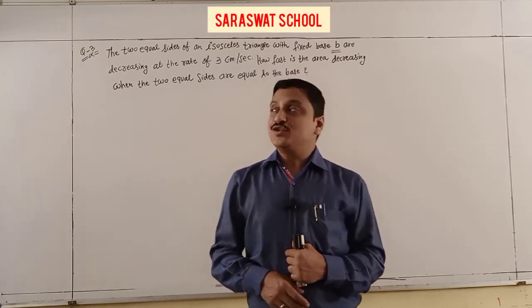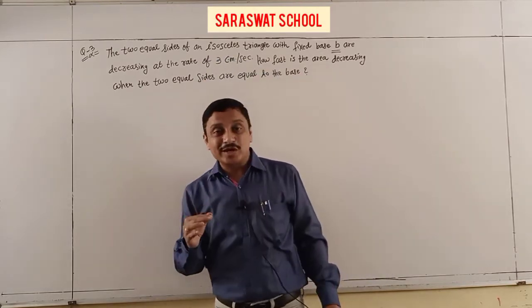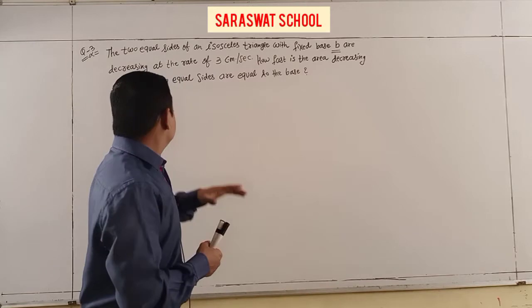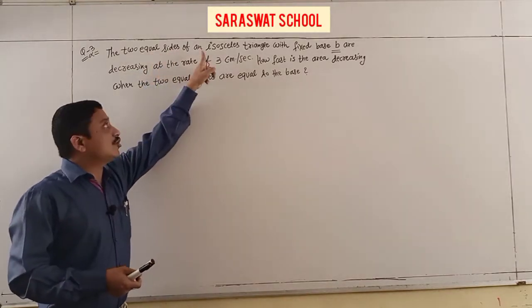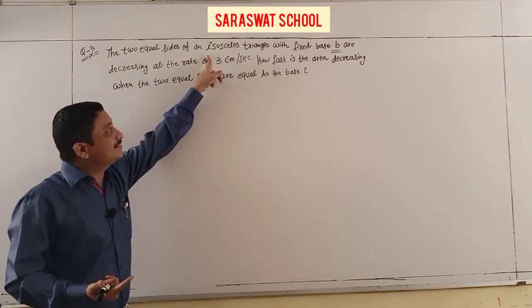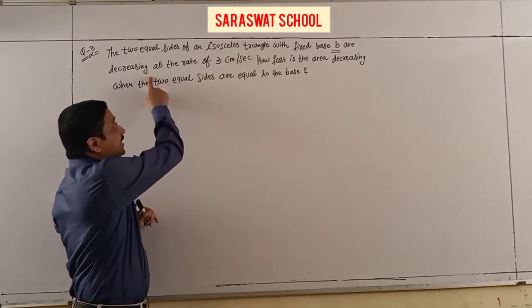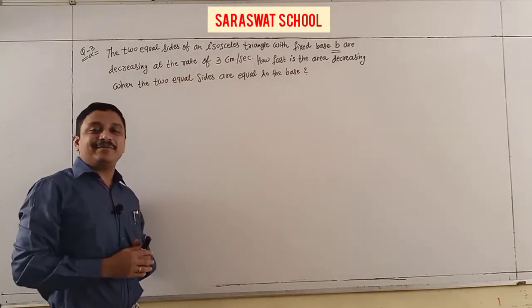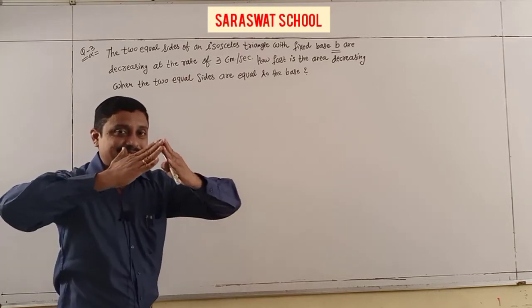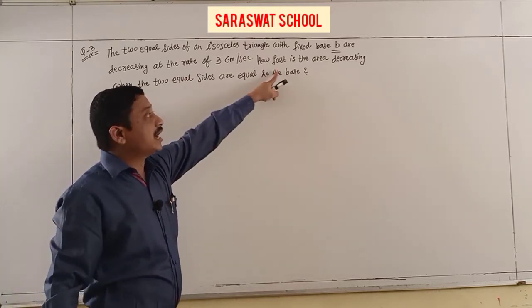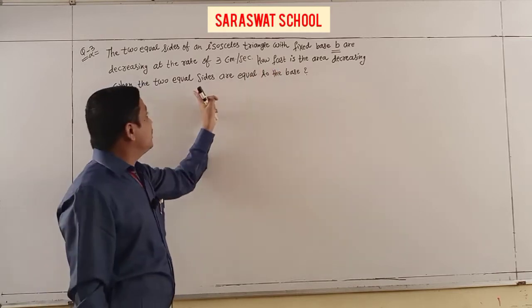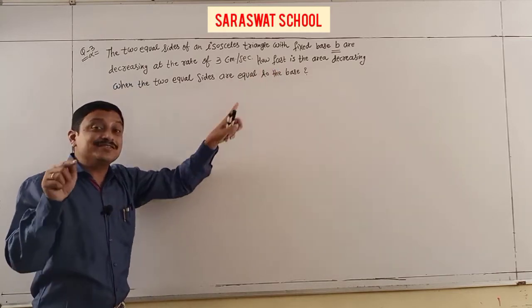Now students, continue one more numerical, third. This is also exam oriented. The question is, the two equal sides of an isosceles triangle with the fixed base b, where b is a constant, is decreasing at the rate 3 centimeter per second. It means two equal sides is decreasing. Then how fast area decrease if the equal sides is equal to its base?